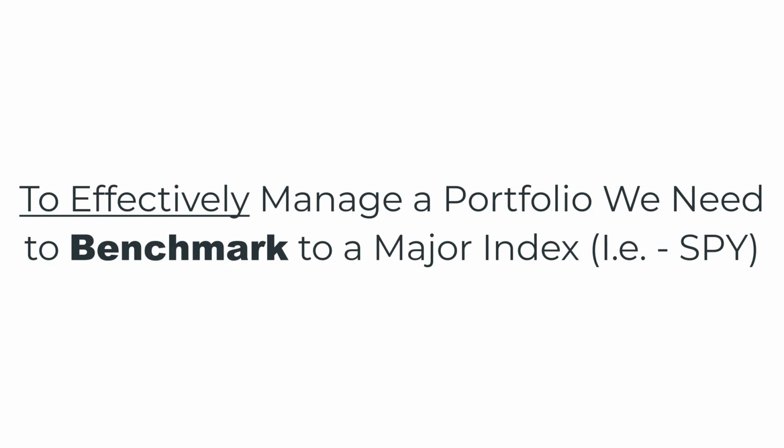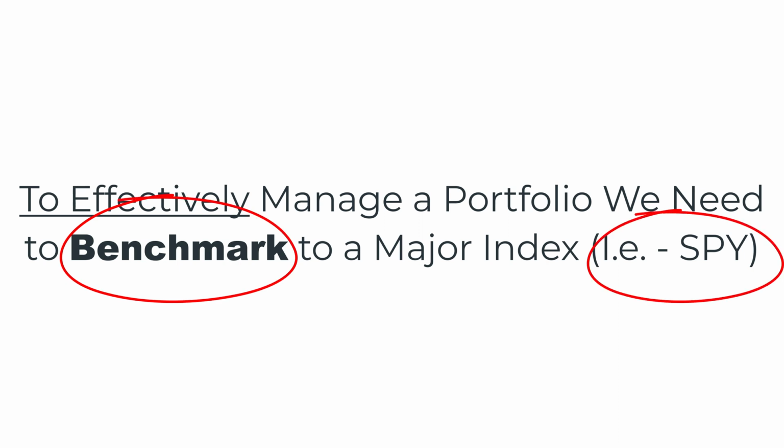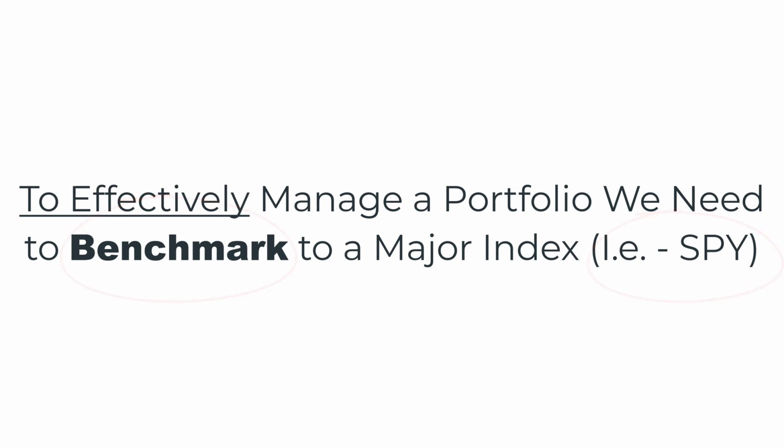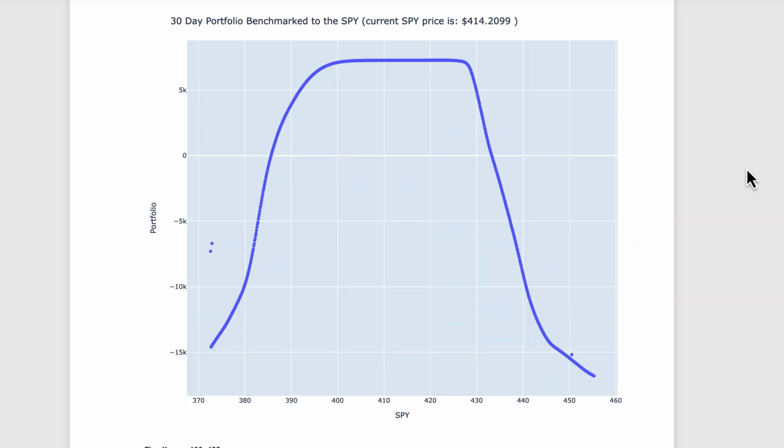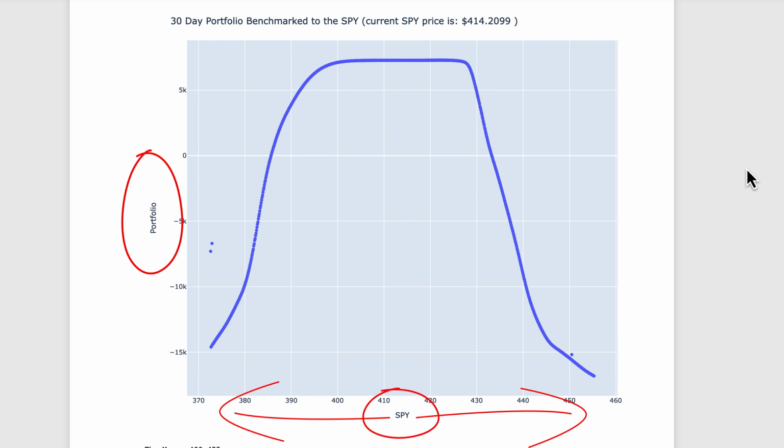And so the crucial thing when managing a portfolio is you need to benchmark your portfolio to some major indices. So obviously the SPY is probably the most liquid index. It's probably going to be the most applicable index when you have a diversified portfolio. That's typically what we do. We benchmark our portfolio to the SPY, and then our entire portfolio is going to be based on the movement of the SPY. And I'm going to explain how to benchmark that here in a second.